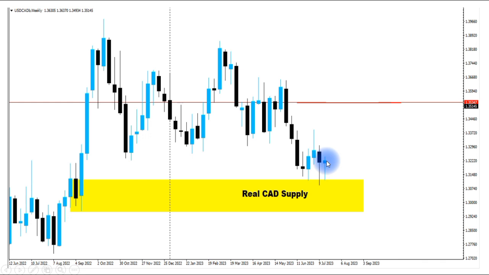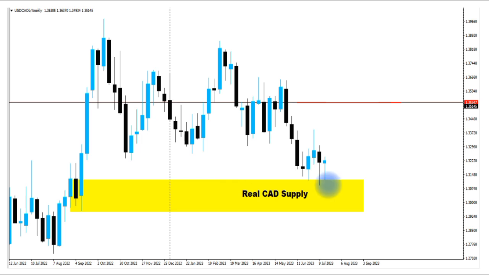So don't get confused at all. That's where price is trading. It's a good point for us to expect a reversal from. Based on this, we can now say we are expecting a push higher. Now, in case you don't understand what real supply or real demand is, you can go back and watch one of the videos I posted here about how to find supply and demand zones using the COT data.